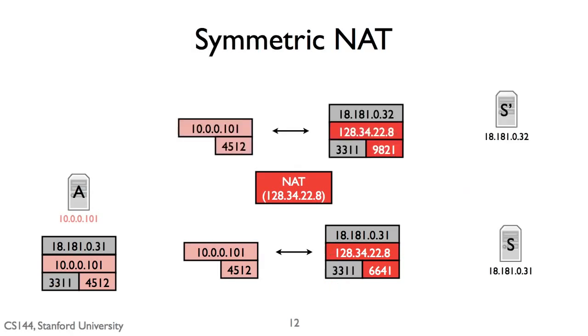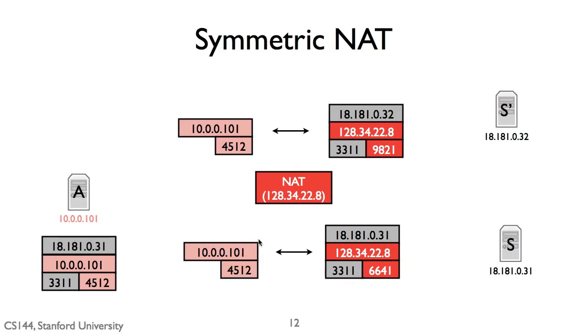So the last and the final kind of NAT is something called a symmetric NAT. And what makes a symmetric NAT different is not only that, first of all, it's sort of by definition port restricted, but there's the fact that packets coming from the same source address and port internal to the NAT that are going to different destination addresses and ports are given different external address port mappings. So if you look at this figure, you'll see what I'm saying. So here I have host A, and it's sending packets from 10.0.0.101, port 4512, right? And first it's sending them to 18.181.0.31, port 3311.